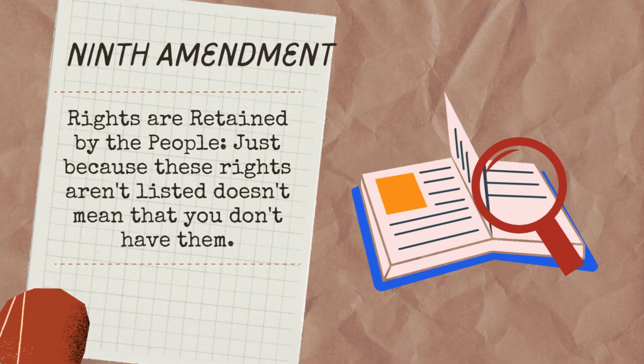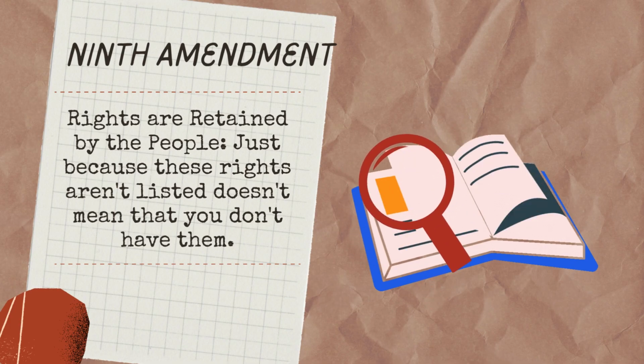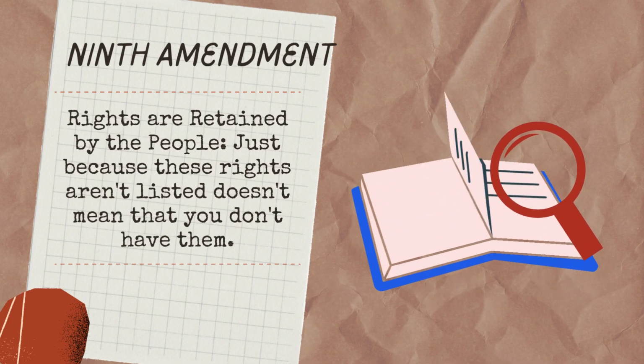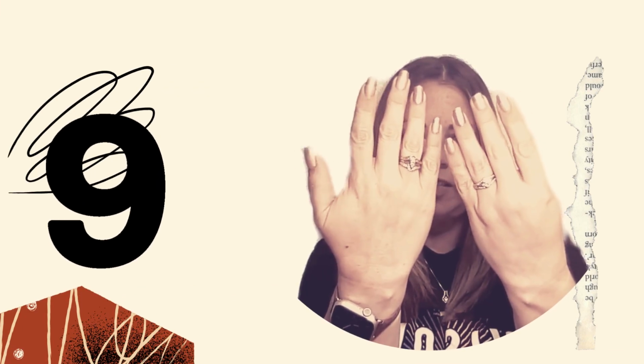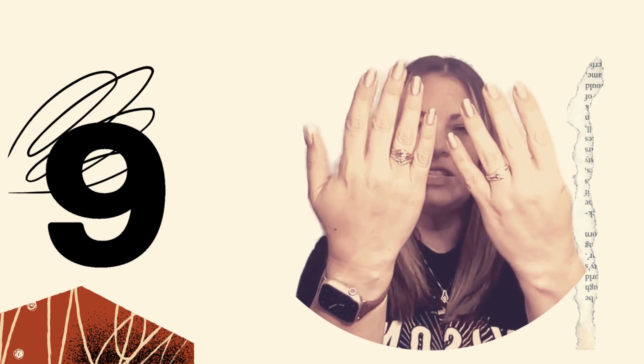The Ninth Amendment states that the rights are retained by the people. Just because these rights aren't listed doesn't mean that you don't have them. For this one, we are using 8 fingers and a thumb. We are going to say, reserve the rights for me.